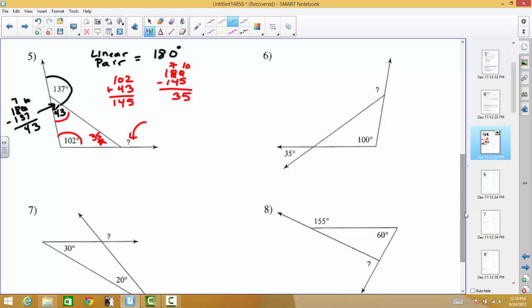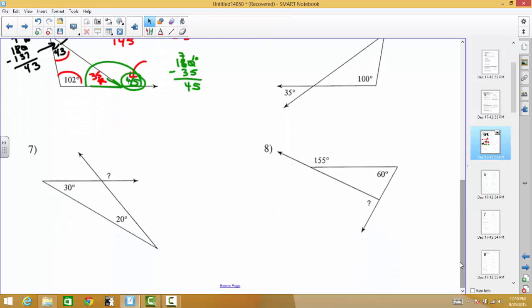And then the grand finale for this problem, these two angles make a linear pair. So 180 minus 35. Borrow from the 8, this becomes a 10. 7 minus 3 is 4, would be 45. So that's the answer to the question mark.